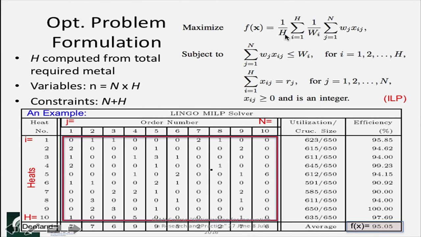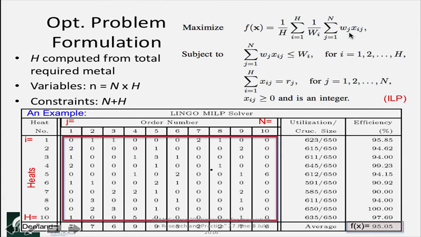W_i is for the ith heat. That means, is the first heat 650 kilos? Or is it 500 kilos? If you are working in a company where every heat has a different capacity, I have a way to do it. My formulation takes care of it. But in our case, the first 10 W_i are exactly 650, the next 13 W_i are 500, and so on. But you can put anything here. So this is the capacity of the vessel.